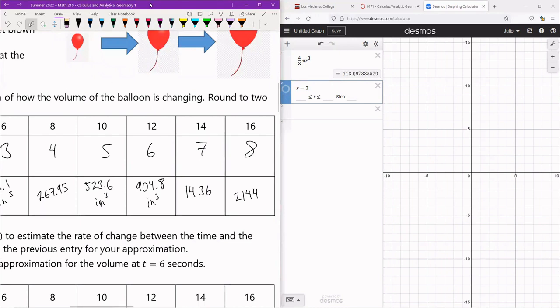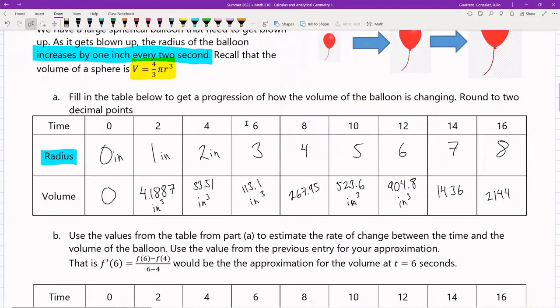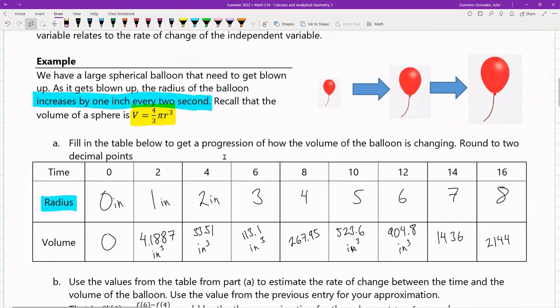Okay. Let me go ahead and put this right smack dab in the middle again. All right, so there we go. We can see here in the table that as the radius increases, the volume is increasing, right? That should be sort of a no-brainer, and that makes sense because we're pumping this balloon up, right?